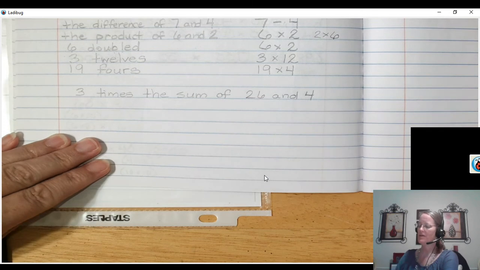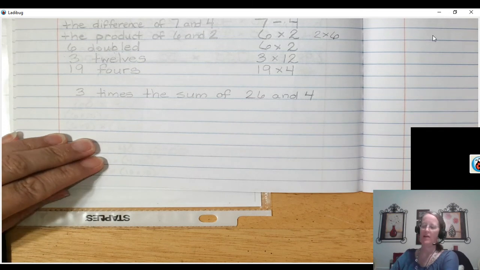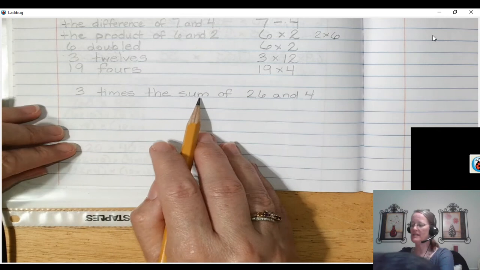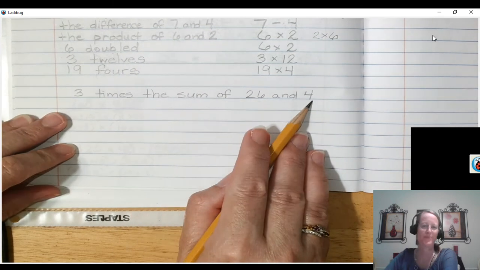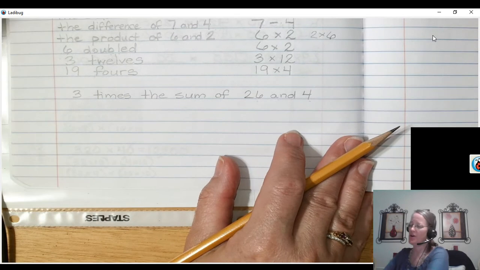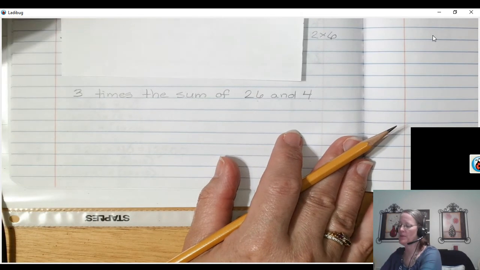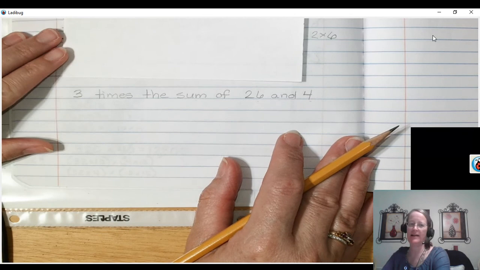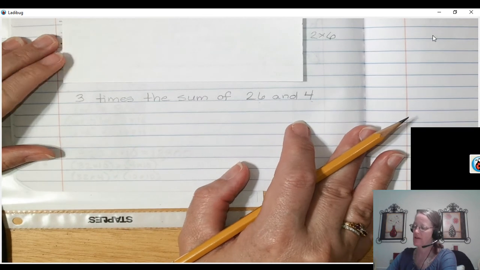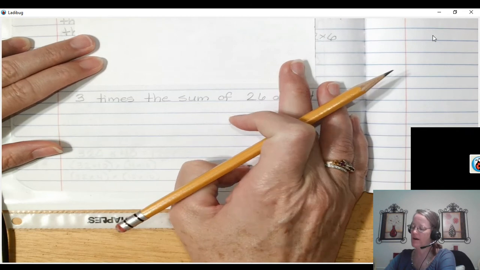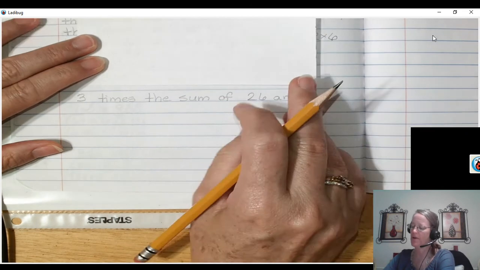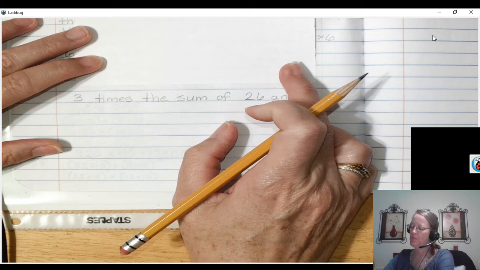Let's take a look at this phrase. 3 times the sum of 26 and 4. So, we've got a little bit more going on in this phrase. 3 times the sum of 26 and 4. Let's take it one piece at a time.